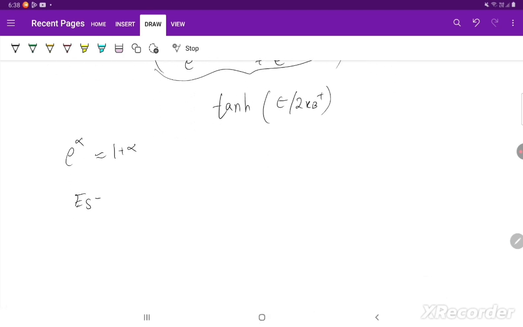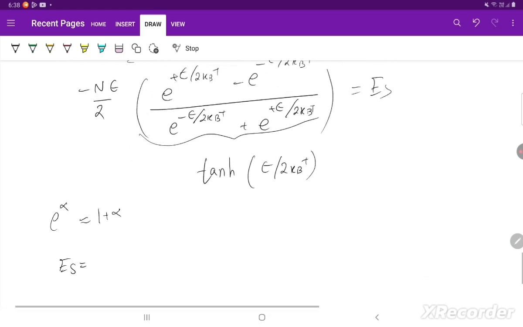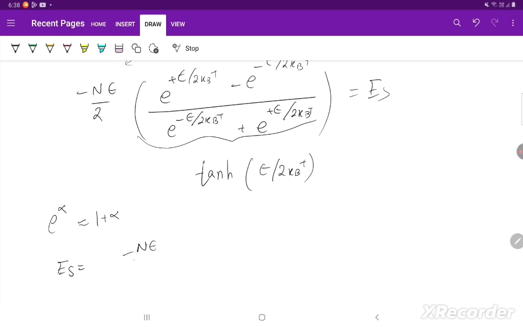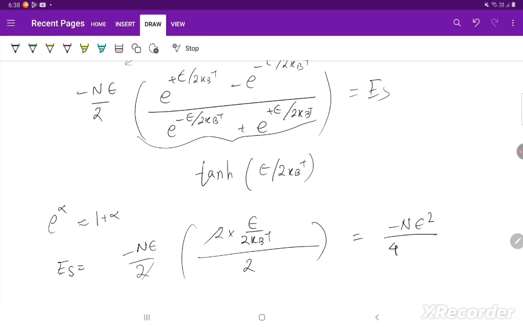You will end up with Es equals minus N epsilon by 2. The denominator will come out to be 2, and the numerator will come out 2 into epsilon by 2 kBT. Simplifying the expression, you will get minus N epsilon square by 4 kBT. Right? So this will be my answer. Basically, the average energy of the system will come out to be minus N epsilon square by 4 kBT, where T is the temperature of the system.